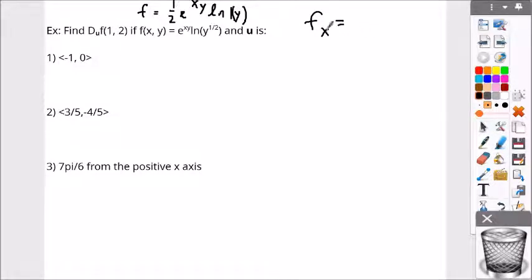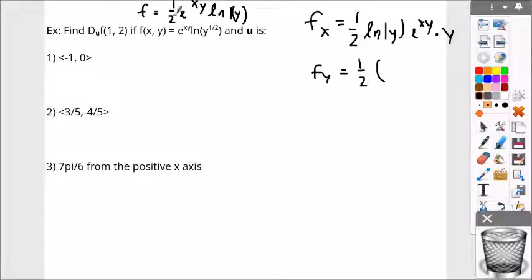So f sub x is equal to 1/2 times e, where 1/2 natural log y is a constant, and then e to the xy copies itself, and then you take the derivative of xy with respect to x, which is y, so multiply by y. So I could just put y in here, but f sub y is a little bit harder because you have to use the product rule. So let's do that right now.